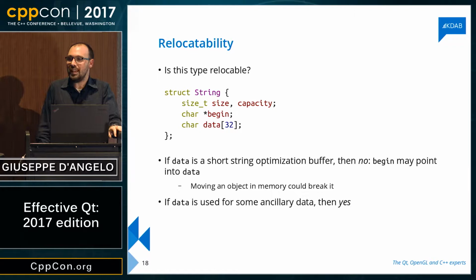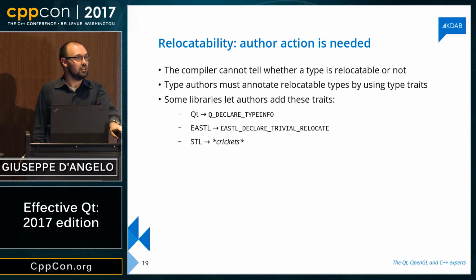However, if I'm using data from some extra data, a tag that I just attached to the string that has nothing to do with the actual string payload, then yes, this type is now relocatable. The point I'm trying to make here is this. The compiler cannot just look at a type and figure out if it is relocatable or not. You must tell the compiler. Only the author of a class knows. Yeah? It's just a decision on how you design your type.